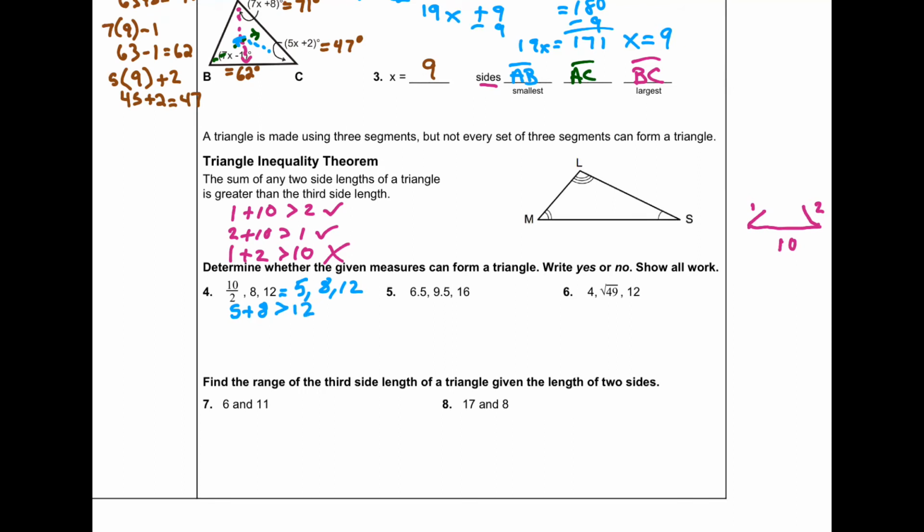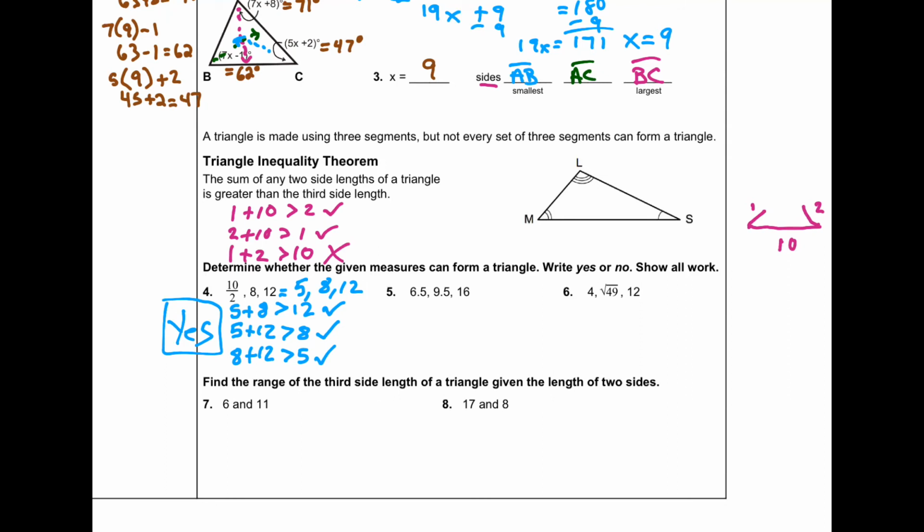Well, 5 plus 8 is 13. 13 is greater than 12. That checks out. 5 plus 12 is greater than 8. 5 plus 12 is 17. Check. And then the last one, 8 plus 12 is greater than 5. That would be 8 plus 12 is 20. So that one checks out. So this one is going to be a yes.